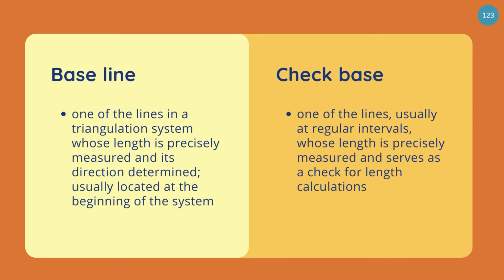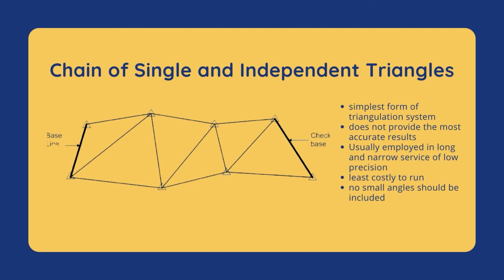There are different geometric figure arrangements used to form triangulation systems which can be used for a particular survey. 4 of the commonly used types include: Number 1. Chain of single and independent triangles.